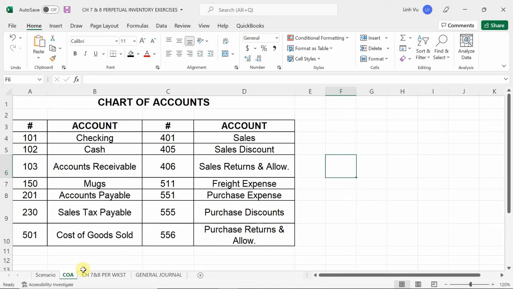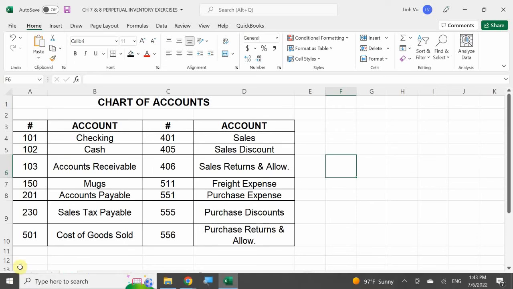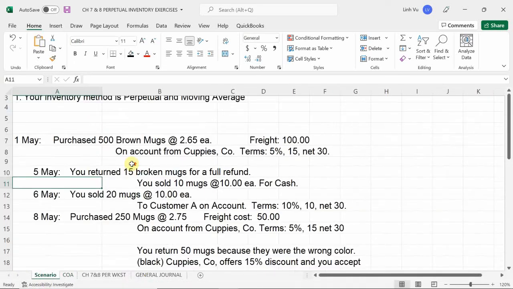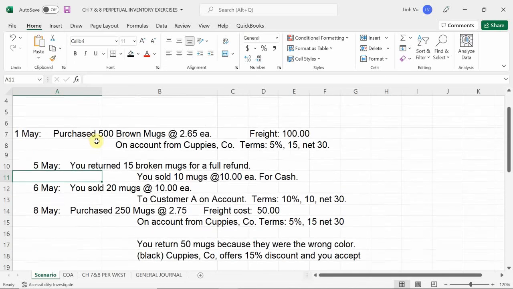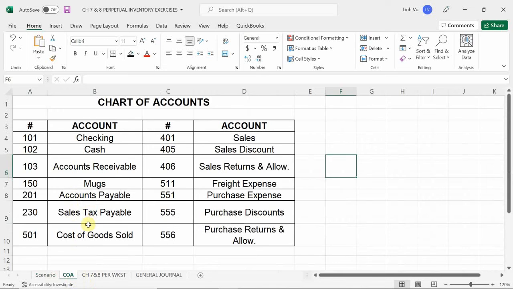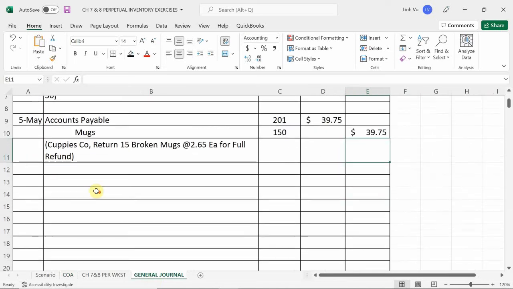That's correct. Now, in this case, I did not mention sales tax, but yes, I do have a sales tax account on there. So go ahead and calculate the tax on that. Sales tax payable is account number 230. Cash is 102, sales is 401, sales tax is 230, cost of goods sold is 501, and mugs is 150. That's exactly what I'm going to be doing here.